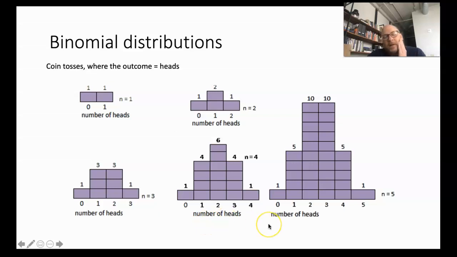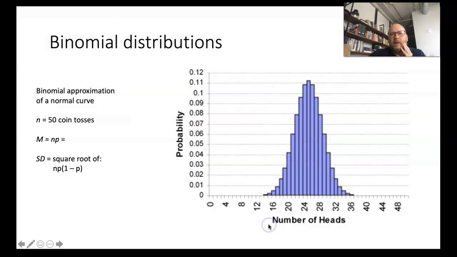Okay, now I said I wasn't going to go all the way up to 50. We're going to skip ahead to 50. So this is what that same graph looks like if you toss a coin 50 times. So N is 50 coin tosses, or 50 trials.